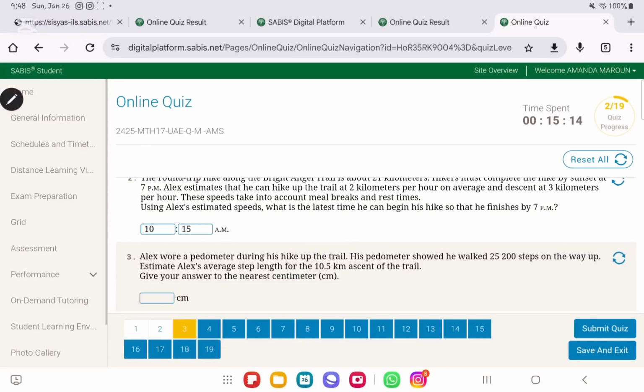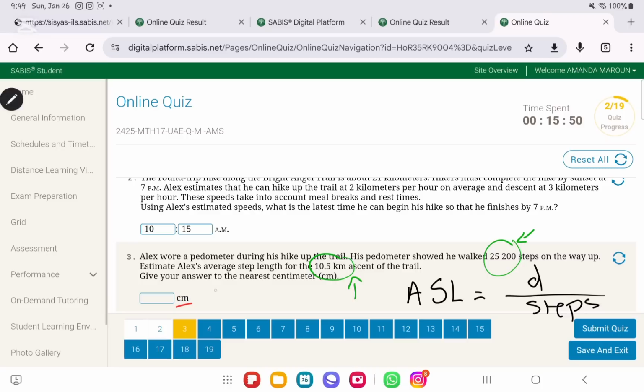Now, Alex wore a pedometer during his hike up the trail. His pedometer showed he walked 25,200 steps on the way up. Estimate Alex's average step length for the 10.5 kilometer ascent of the trail. Very simply, what you should know is the average step length, ASL, is equal to the length or the distance of the trail divided by the number of steps.